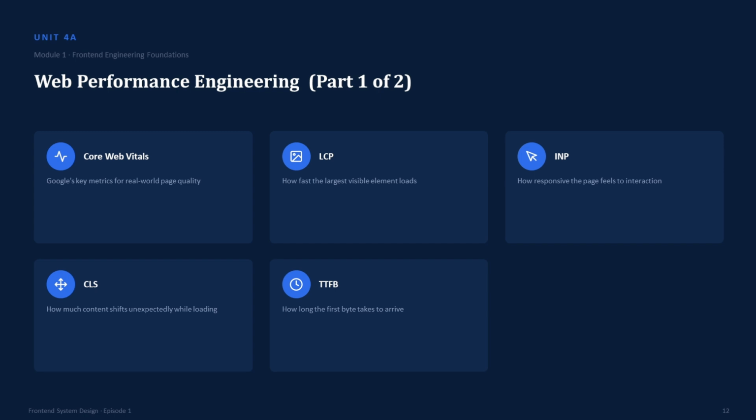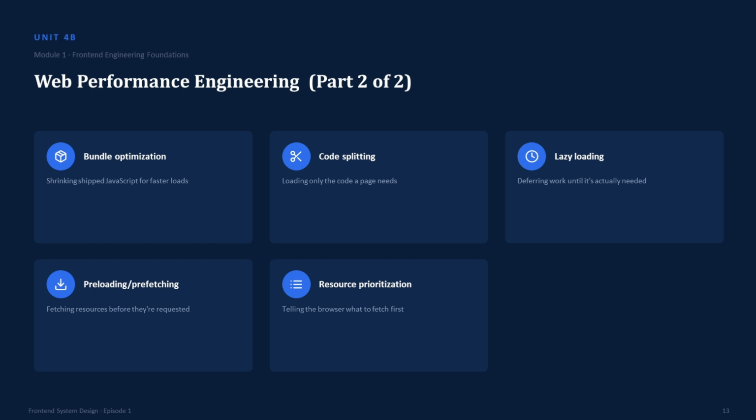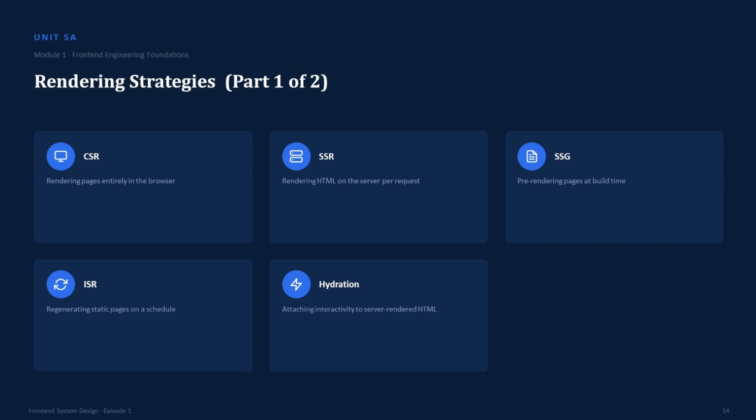Then we are going to see web performance engineering. Here we will see the LCP concept, the CLS concept, what the core web vitals are, then how to do bundle optimization, code splitting, lazy loading, resource prioritization, preloading and prefetching. All those performance topics we are going to see here. Then in the next unit, we are going to see different rendering strategies.